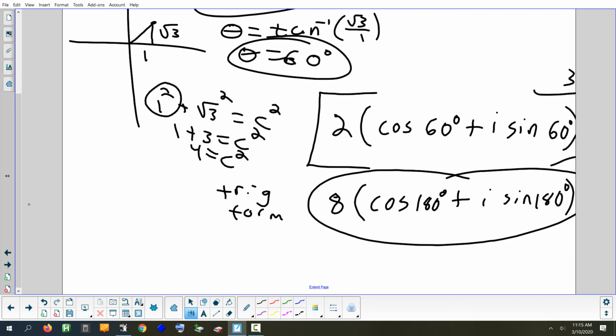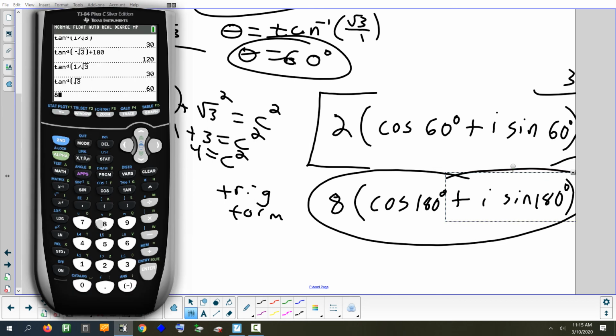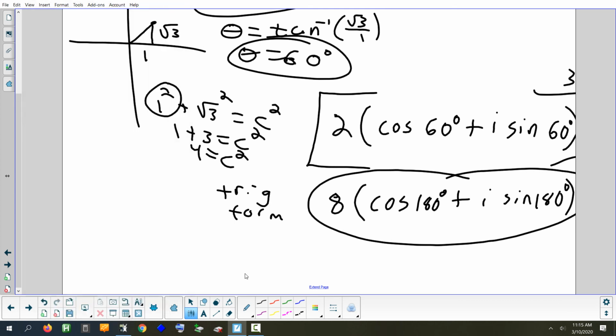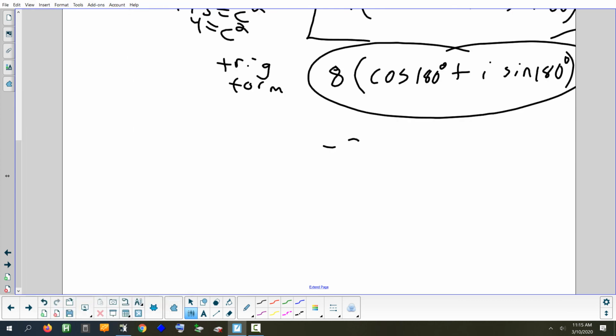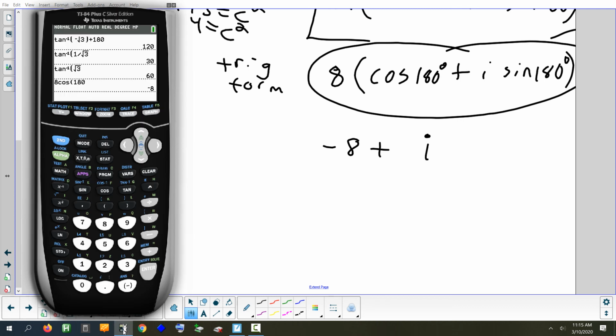Now, if you want it in standard form, do that out. Take 8 times cosine 180, that's the real part. Take 8 times sine 180, that's the imaginary part. So let's see what 8 times cosine 180 comes out to. -8. So -8 plus, now do 8 times sine 180, and it'll have an i next to it. 8 sine 180, 0.